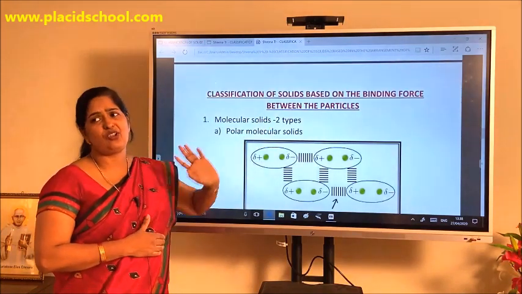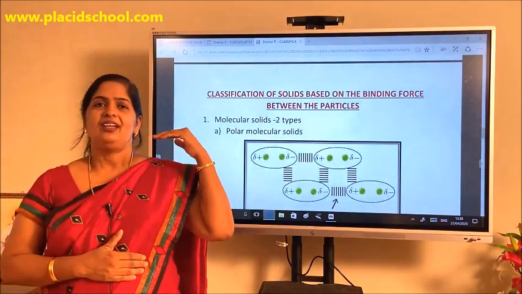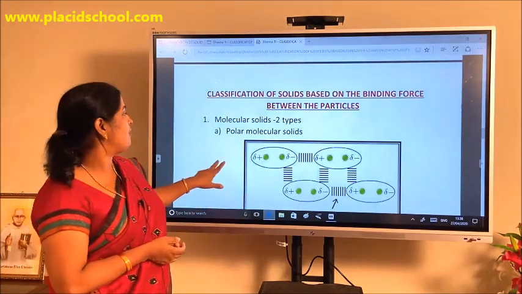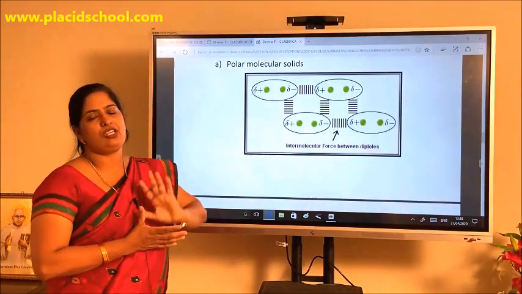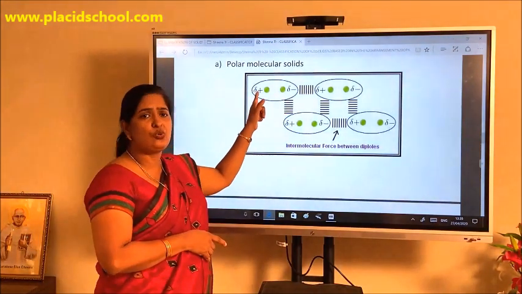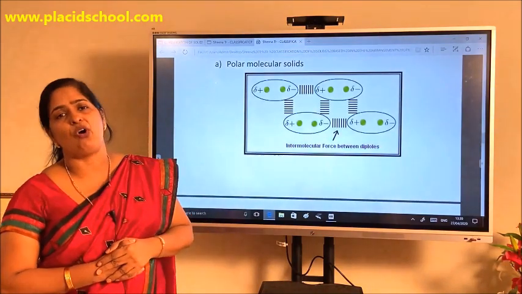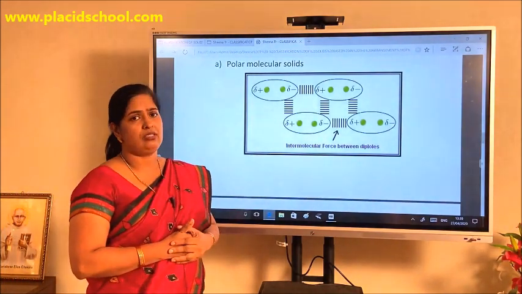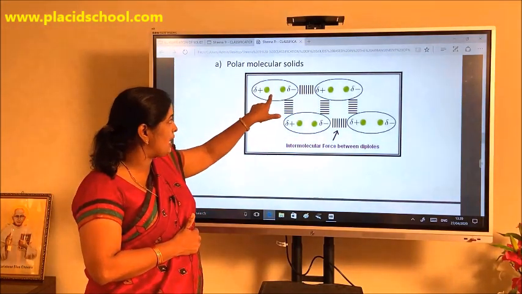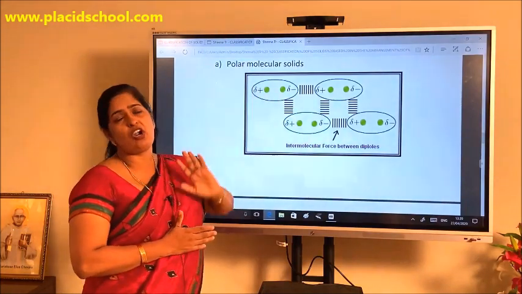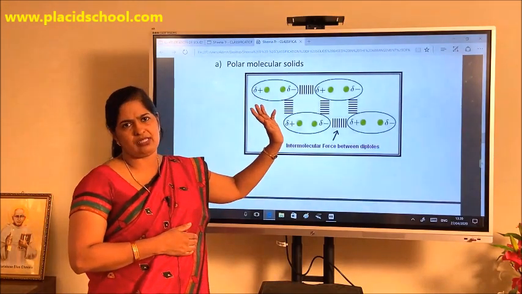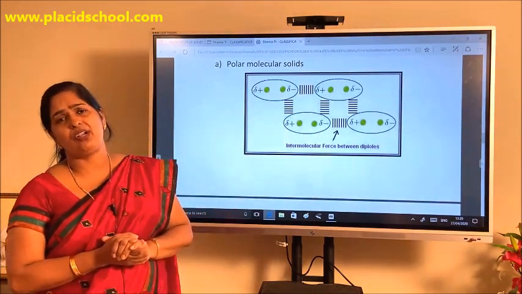Now move on to the first category of crystalline solid, that is molecular solids. Sorry, this is 3 types, not 2 types. Molecular solids are classified into 3 types. The first one is polar molecular solid. Polar molecular solid means each particle is a molecule, but it is existing as a dipole. It doesn't mean it is a good conductor of electricity, because its dipole or polar nature is getting neutralized in the molecule itself.